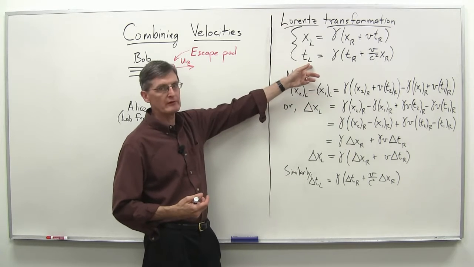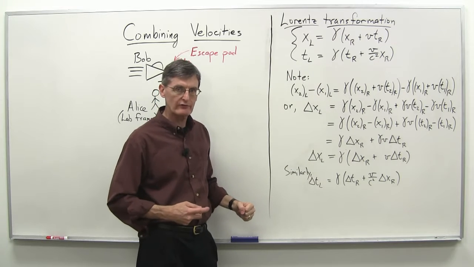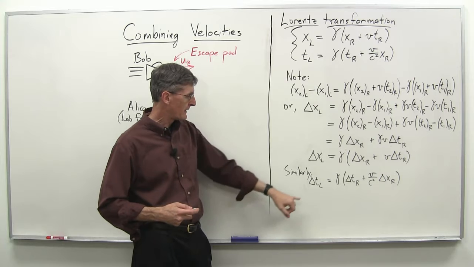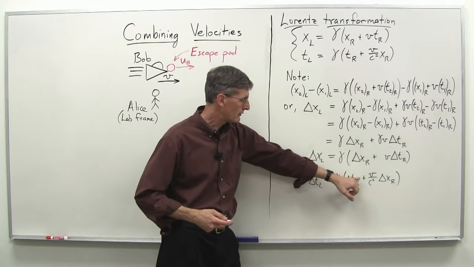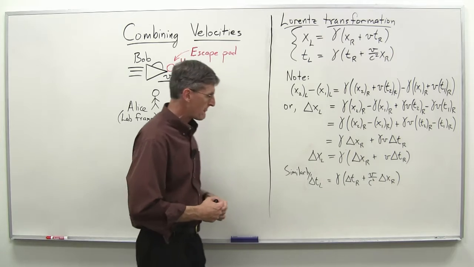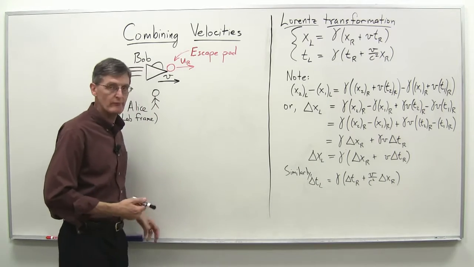Similarly, you can do the same thing for the t equation. We're not going to do it. I leave that to you as a little exercise to practice on if you'd like. But you get delta t sub L equals gamma times delta t sub r plus v over c squared delta x sub r. Now you might be asking, that's sort of nice, but why are we interested in this?